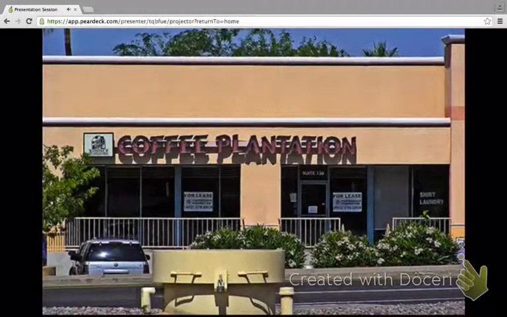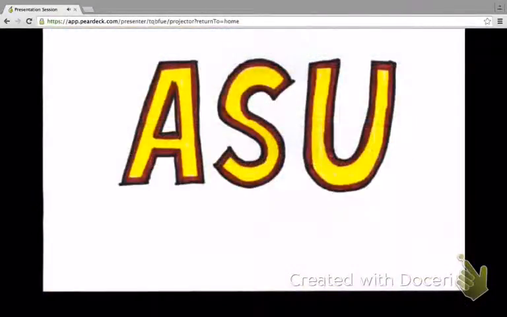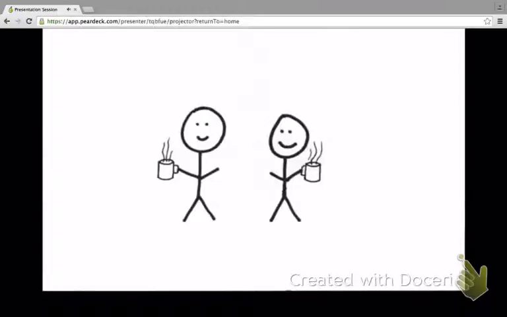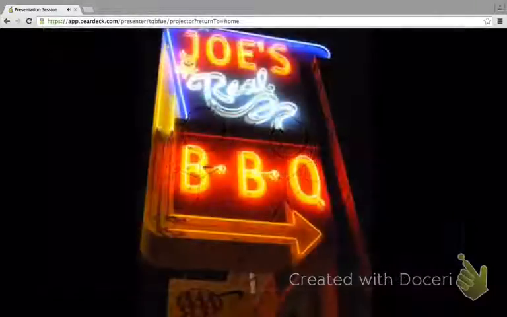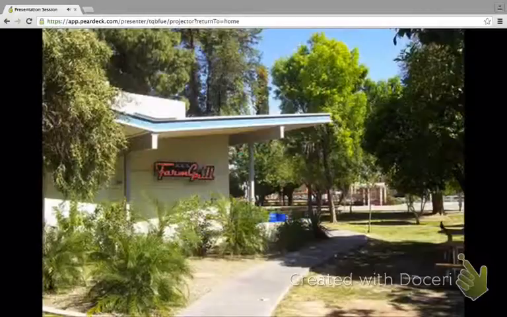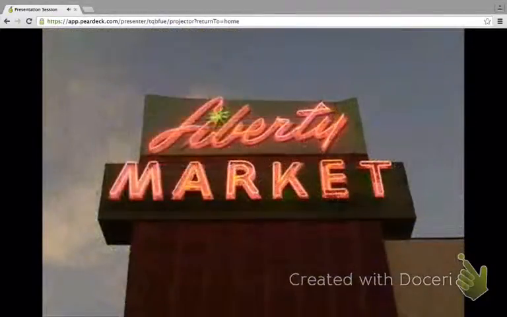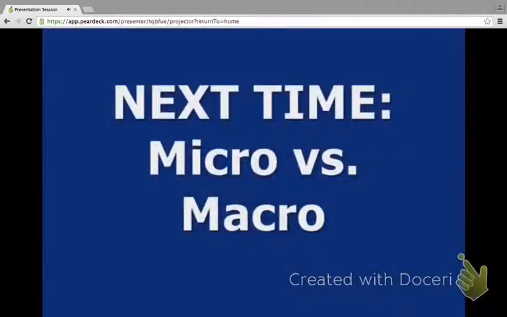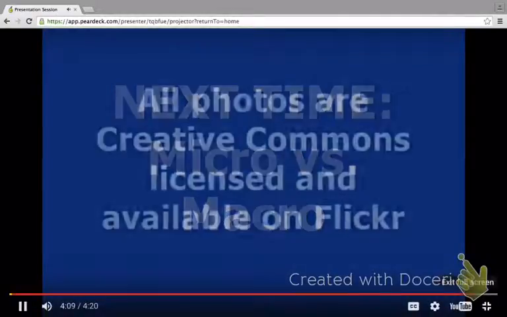These two guys saw a profit opportunity. There's 50,000 plus caffeine-starved students less than 2 miles away. Come on. They took the risk and organized the resources to start that business and make it successful. After selling the coffee plantation, Joe went on to other ventures. Joe's Barbecue, Joe's Farm Grill, and most recently, Liberty Market. That's entrepreneurial ability, folks. Next time, micro versus macro.